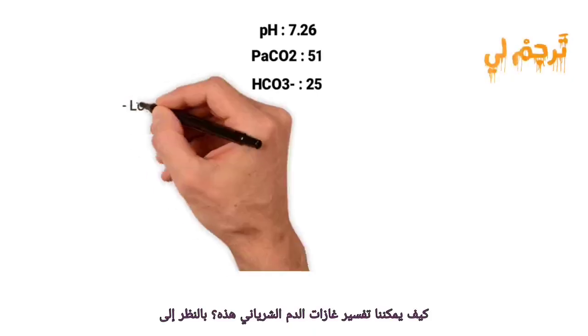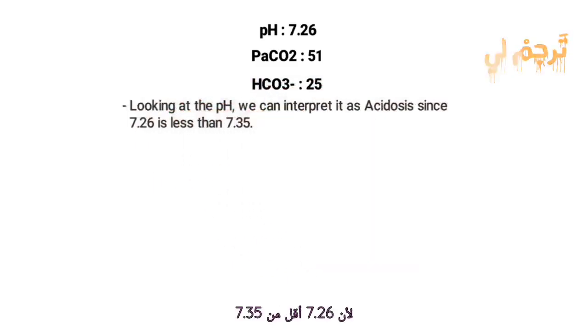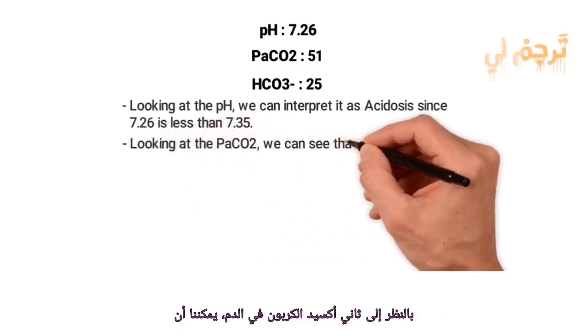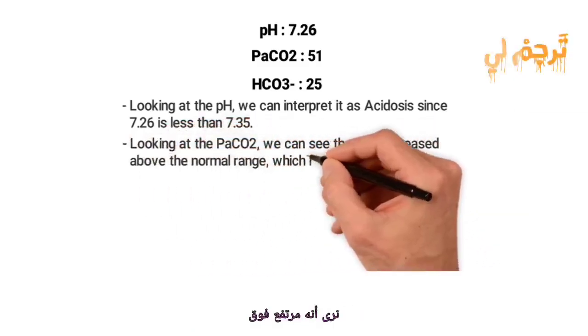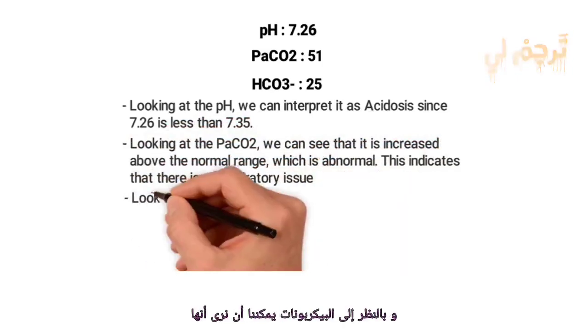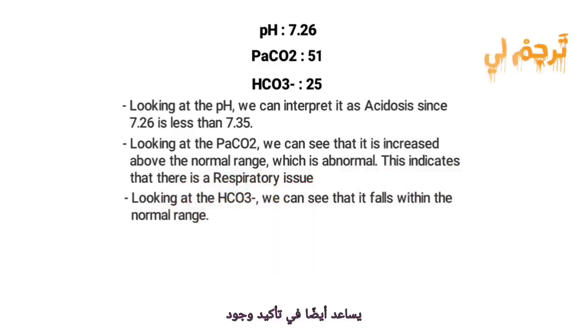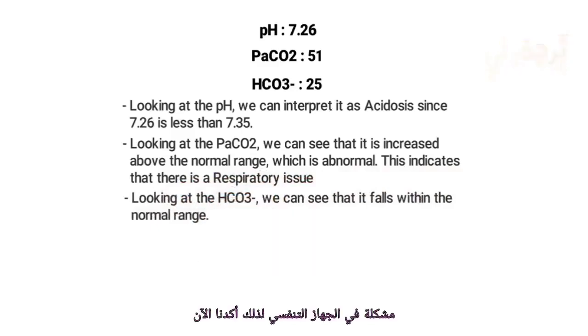Let's say the pH is 7.26, the carbon dioxide is 51, and the bicarb is 25. How can we interpret this ABG? Looking at the pH, we can see that this is acidosis, since 7.26 is less than 7.35. Looking at the PaCO2, we can see that it is elevated above the normal range, which is abnormal. This indicates that there is a respiratory issue. And looking at the bicarb, we can see that it falls within the normal range. This also helps confirm that there is a respiratory issue.